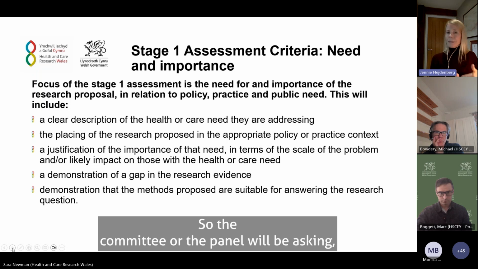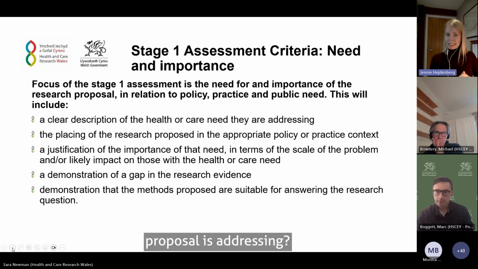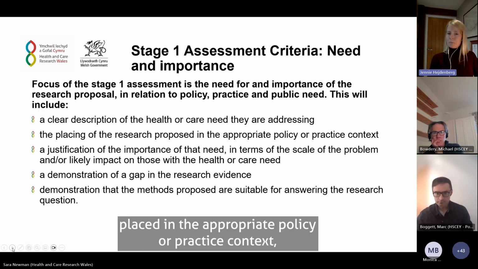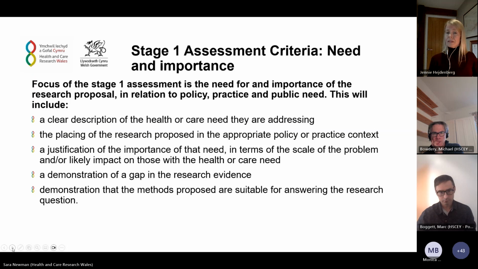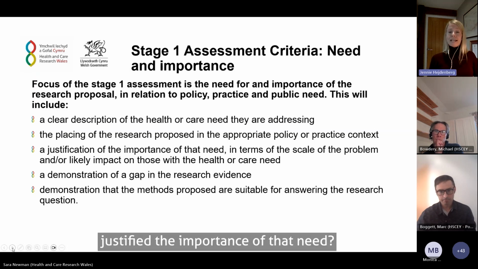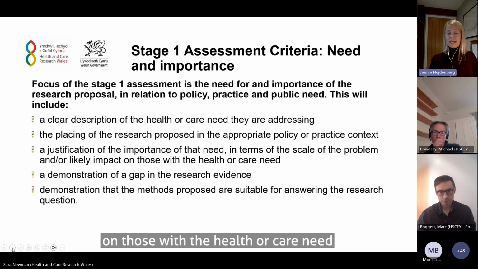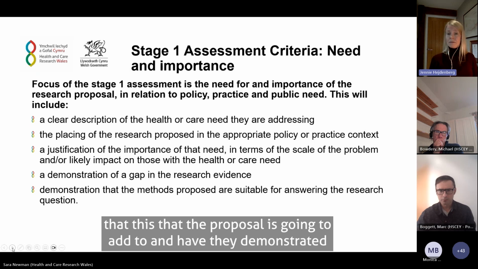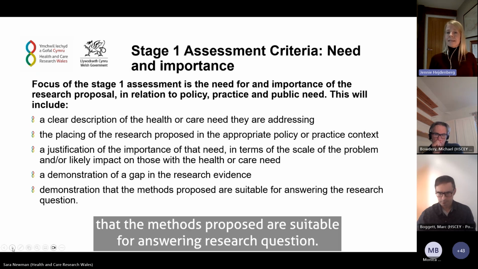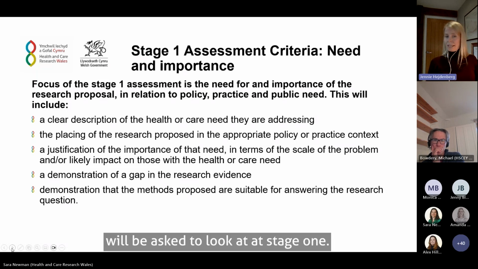So the committee or the panel will be asking, is there a clear description of the health and care need that the proposal is addressing? Has the research been placed in the appropriate policy or practice context, and is it going to have the potential to influence those? Have the applicants justified the importance of that need in terms of the scale of the problem or the likely impact on those with the health or care need? Have they demonstrated a gap in the research evidence that the proposal is going to add to, and that the methods proposed are suitable for answering the research question? So these are the areas that the assessing committee will be asked to look at in stage 1.